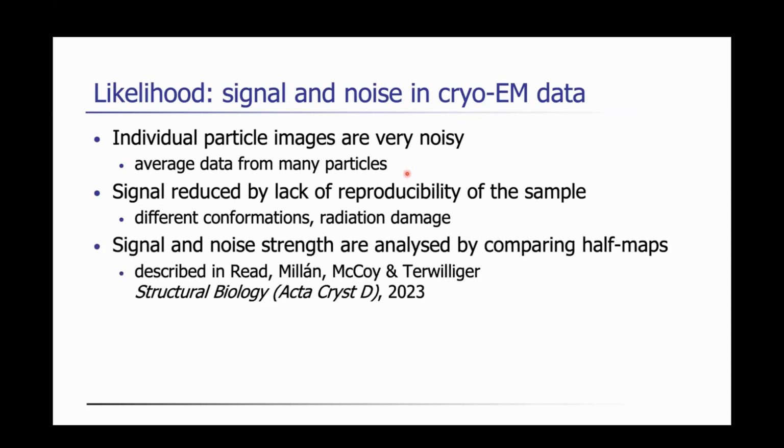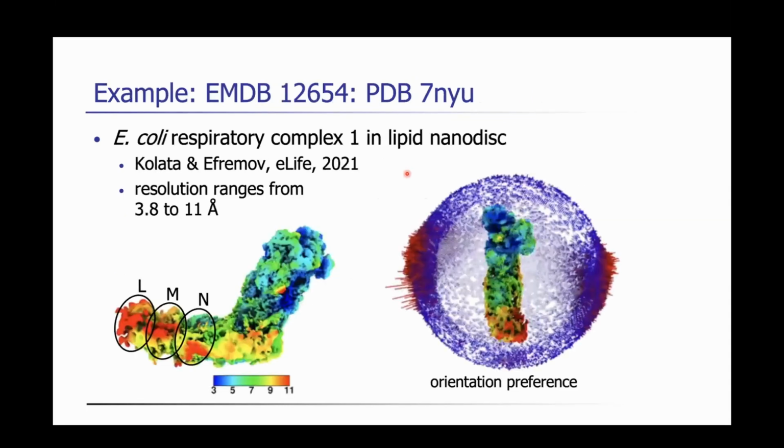And what we have to work with typically to work out what are the signal and the noise is the half maps. We can compare the half maps and say where they're similar, where they're correlated, that's telling us something about the signal, and where they're different is telling us something about the noise. And these are complicated things. So, here's one of our favorite examples for docking because it's really a tough one.